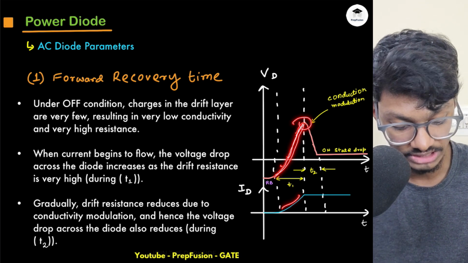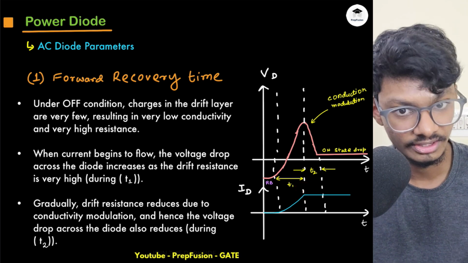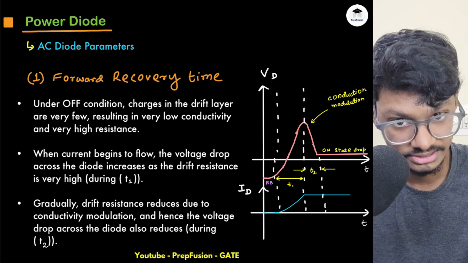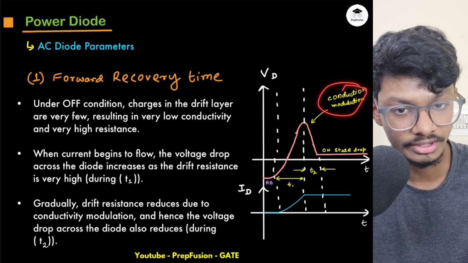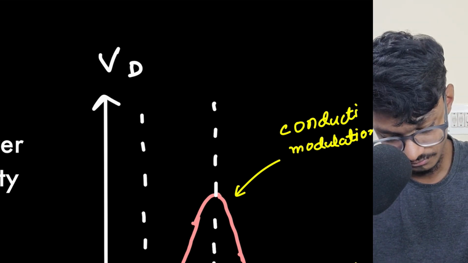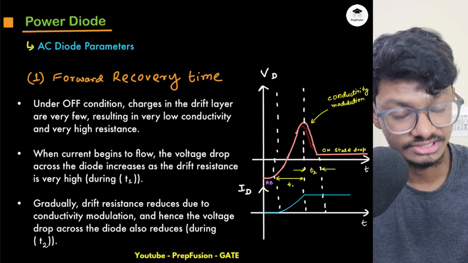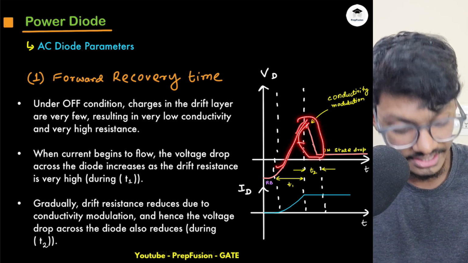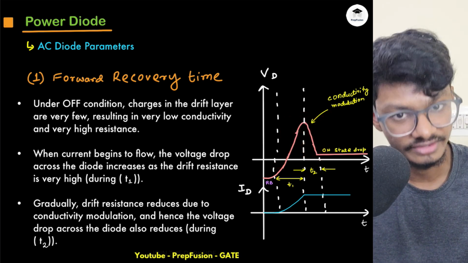So after this point, right, what is happening is that there are more charge carriers present in the diode now, in the drift layer now. As there are more charge carriers present, the depletion width reduces and the drift resistance reduces. Current is still constant, drift resistance reduces due to conduction modulation, or this I can say is conductivity modulation, right? Due to conductivity modulation, the drift resistance reduces, and as it reduces, what will happen is that the drop across the diode will reduce. So it will increase, then it will reduce. So this is due to the drift resistance, and this is due to the conductivity modulation.